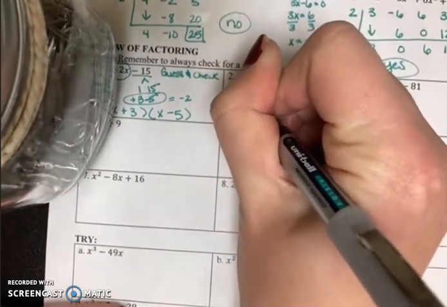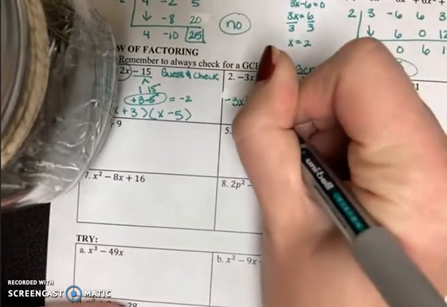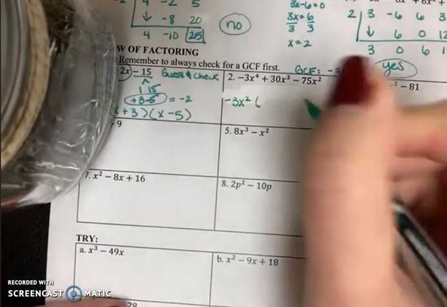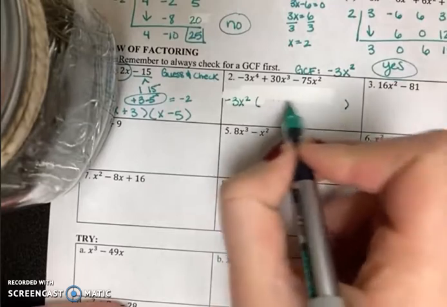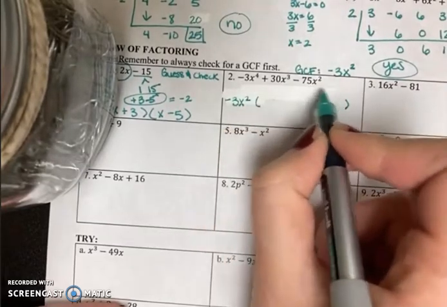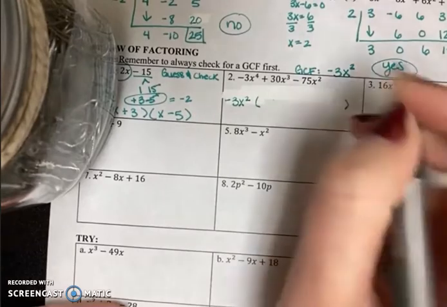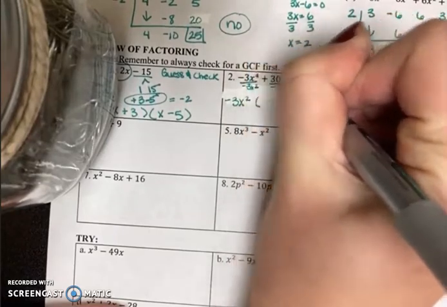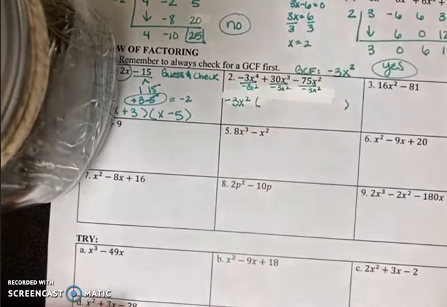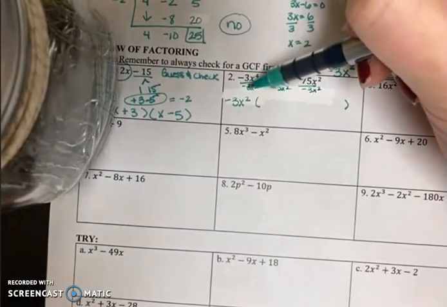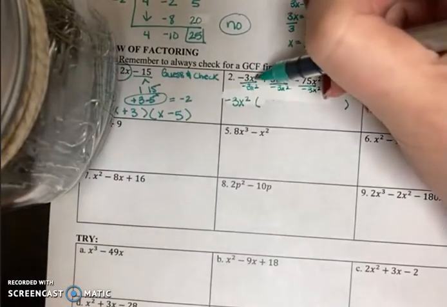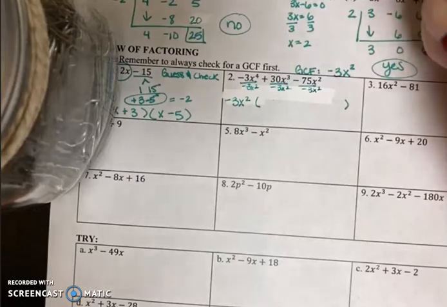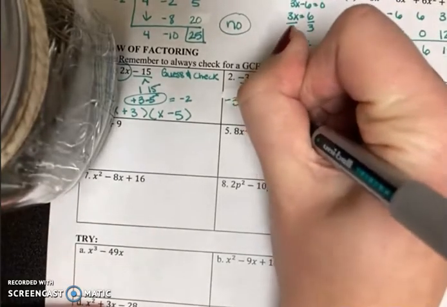Negative 3x squared doesn't magically disappear. We must write it out front, and inside of parentheses we would write what remains. Remember, to get what remains, we would divide each and every term by that negative 3x squared. So dividing each term by that negative 3x squared, negative 3 divided by negative 3 is a positive 1. x to the 4th over x squared, we would subtract the powers, so 4 minus 2 is 2. I have 1x squared, or just x squared.